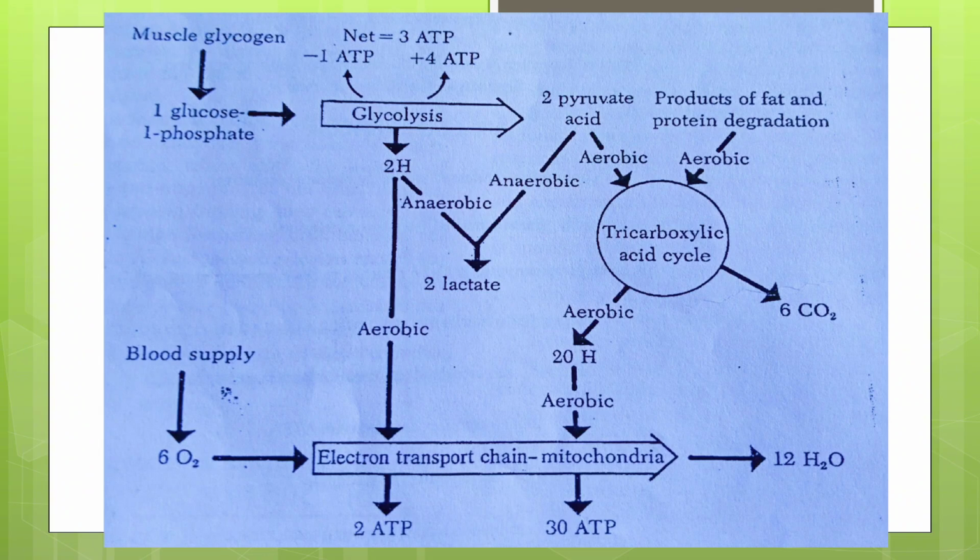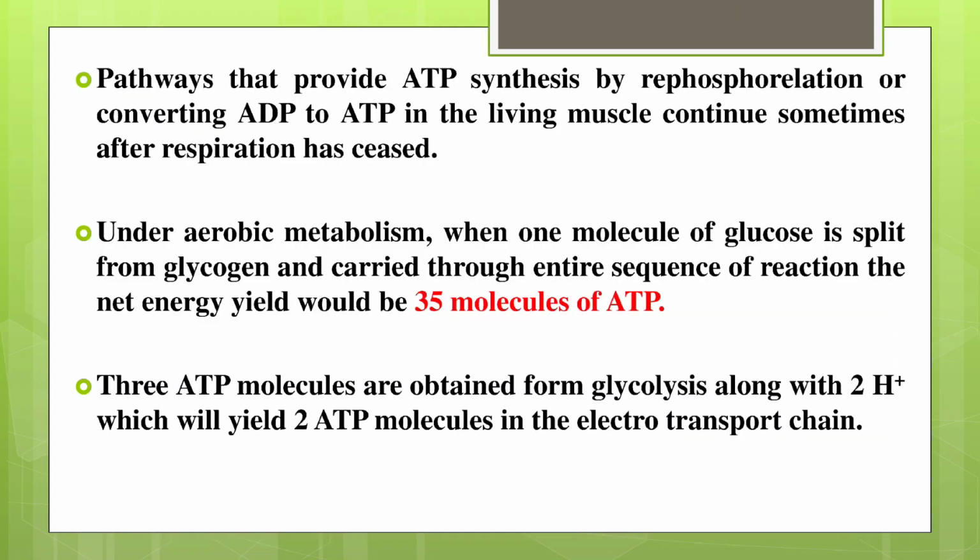The electron transport chain is the most efficient energy-producing pathway, yielding 30 ATP along with 2 ATP from earlier processes, bringing the total to approximately 35 ATP per glucose unit. This diagram highlights both anaerobic and aerobic metabolism, showing how muscle cells generate energy under different conditions. Pathways that provide ATP synthesis by rephosphorylation, or converting ADP to ATP, in the living muscle continue sometimes after respiration has ceased. Under aerobic metabolism, when one molecule of glucose is split from glycogen and carried through the entire sequence of reactions, the net energy yield would be 35 molecules of ATP.